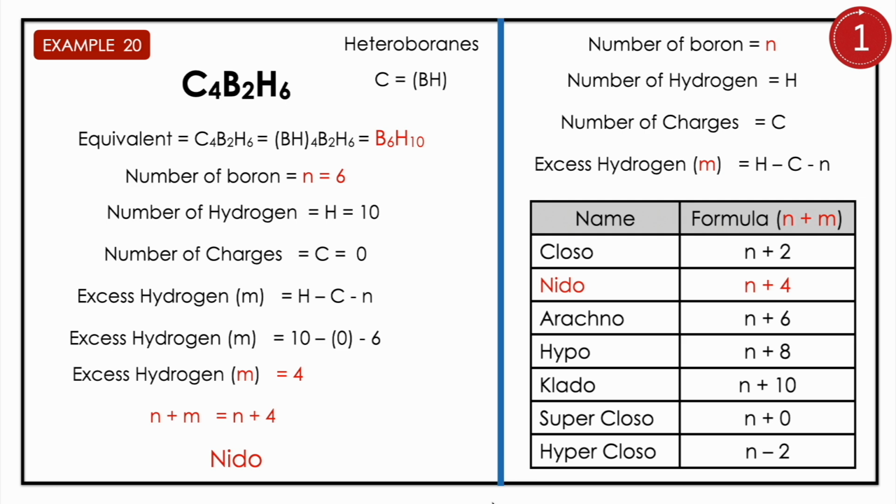So charge is 0. The excess of hydrogen formula is M equals H minus C minus N, which is 10 minus 0 minus 6 gives 4. So it is a N plus 4 system. If you look at the table, it has Nido structure. According to the Wade's rule, C4B2H6 has Nido structure.